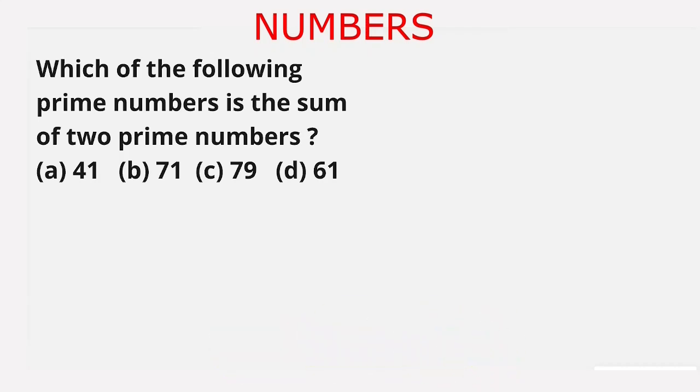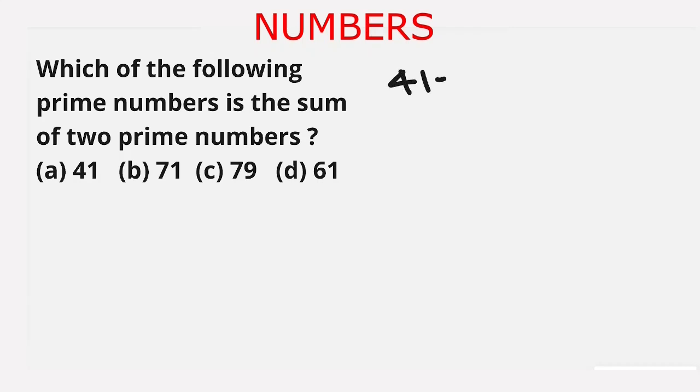As the given numbers are 41, 71, 79 and 61, these are all odd numbers, and the sum of two odd numbers cannot be an odd number. Therefore, one of the two numbers whose sum is any of these numbers must be an even number, and the only even prime number is 2. So one number out of the two numbers is 2. Now we find the other number. So we subtract 2 from all these numbers.